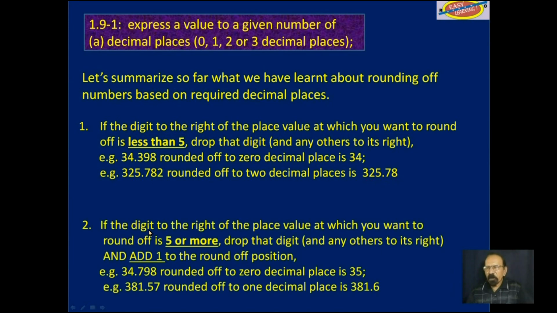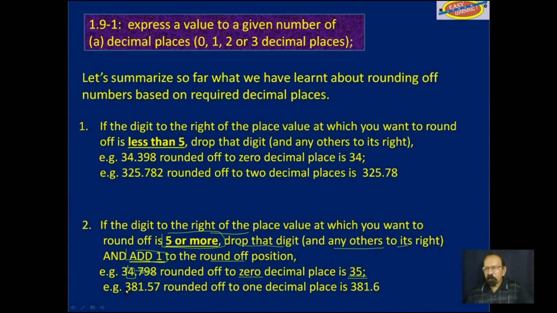Now, if the digit to the right of the place where you want to round off is 5 or more, then you will drop that digit and any others to its right, but this time you will add 1 to the rounded off position. For example, 34.798, you want to round off to 0 decimal places, that is where this 4 is. But look at the digit on its right, it is 7. So you will drop all of that and increase that 4 to 5, so you get 35.